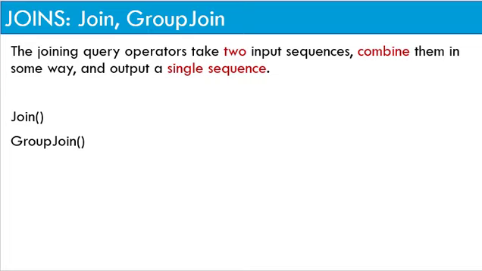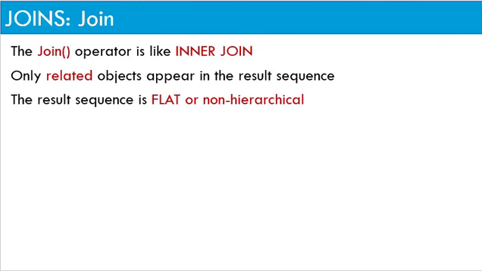There are two operators for joins. The first is the join operator and the second is the group join operator. The join operator acts like an inner join. It means only related objects appear in the result sequence. The result sequence is flat or non-hierarchical.